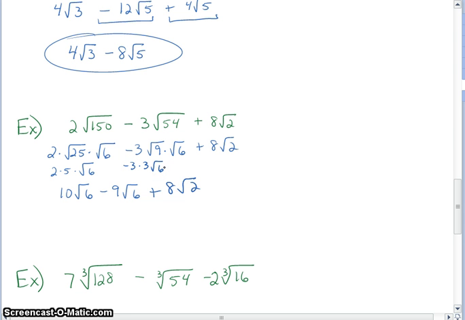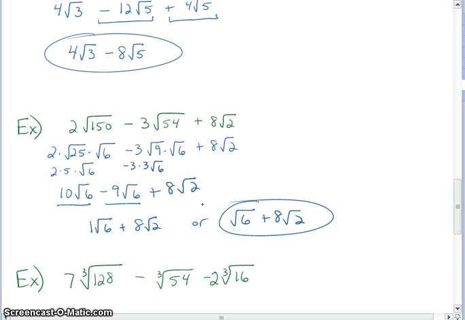Okay, so now my like terms are here. So 10 square root of 6 minus 9 square root of 6 is just 1 square root of 6. Plus 8 radical 2. Those are different. So I can write it like that, or Hawks will like you to write it like this, because the 1 out in front isn't necessary. You don't have to write it in there. It's understood. Everyone knows what you're talking about. So there's my final answer.